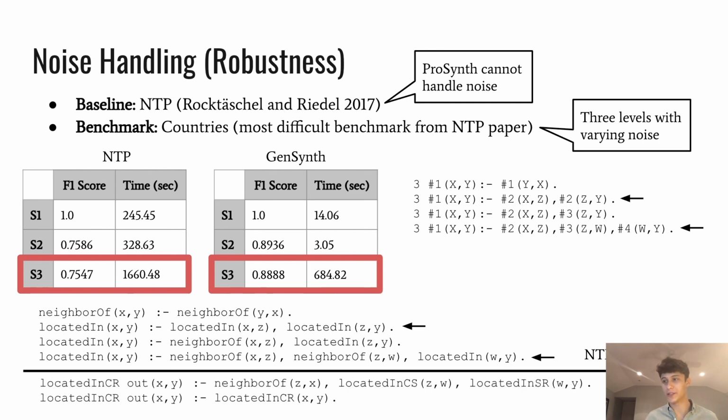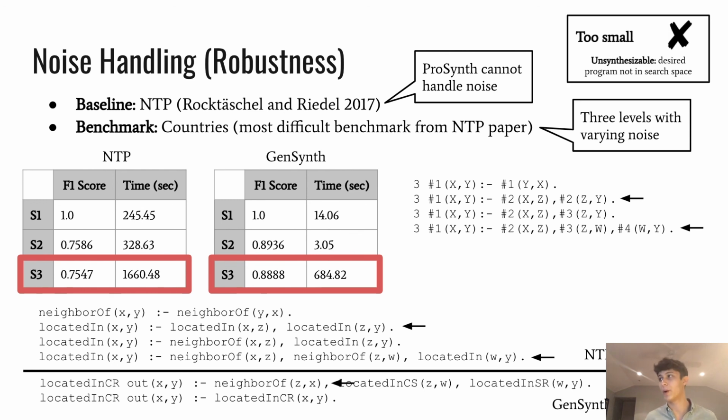Now we'll compare with GenSynth. Notice here that GenSynth is free to choose its own arguments, so it's able to switch X and Z in the neighbor of relation. This allows it to achieve a much higher F1 score. So this is a perfect example of what happens when the search space is too small. Because the templates were hand-picked and so carefully crafted, a better solution was missed by the authors.